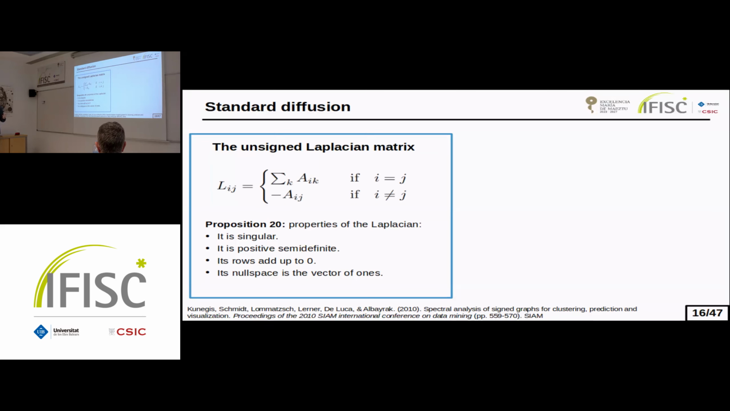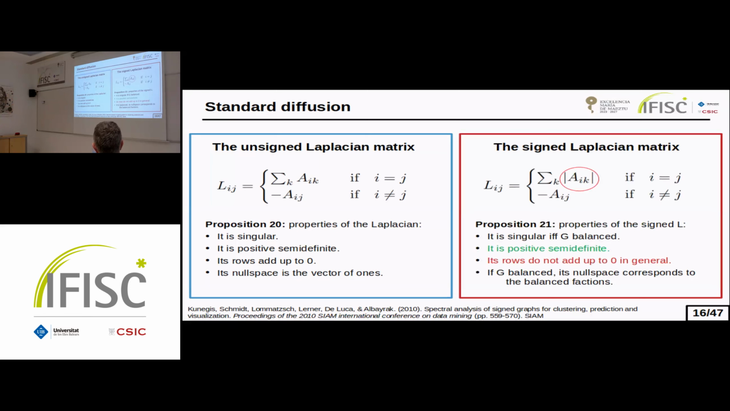Its rows always add up to 0, and its null space always contains the vector of ones, the constant vector. Now the question is, how can we adapt all this for the signed case, preserving as many properties as we can? The solution is to include here an absolute value, to count the degree without looking at the signs of the edges of the nodes. And we could prove that with this definition, we obtain a positive semi-definite operator that is singular if and only if the graph is balanced. We lose the property that rows add up to 0, and its null space now, if the network is balanced, gives us the information about the balanced factions in the network.